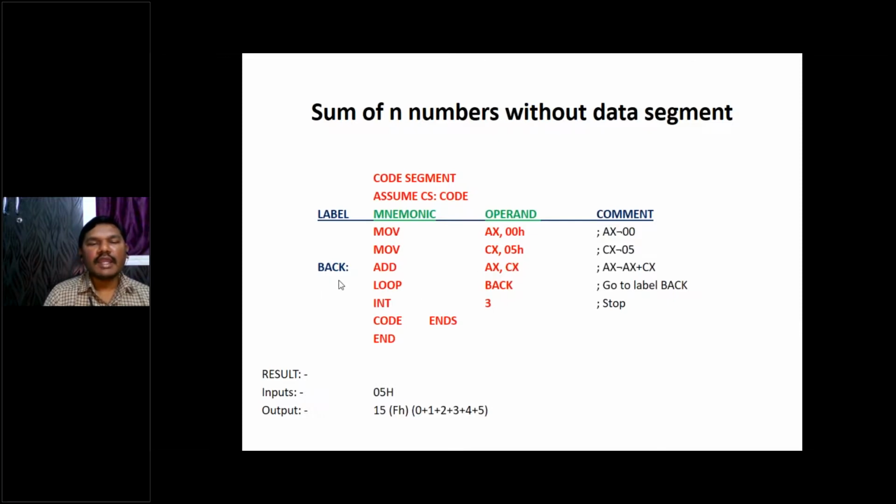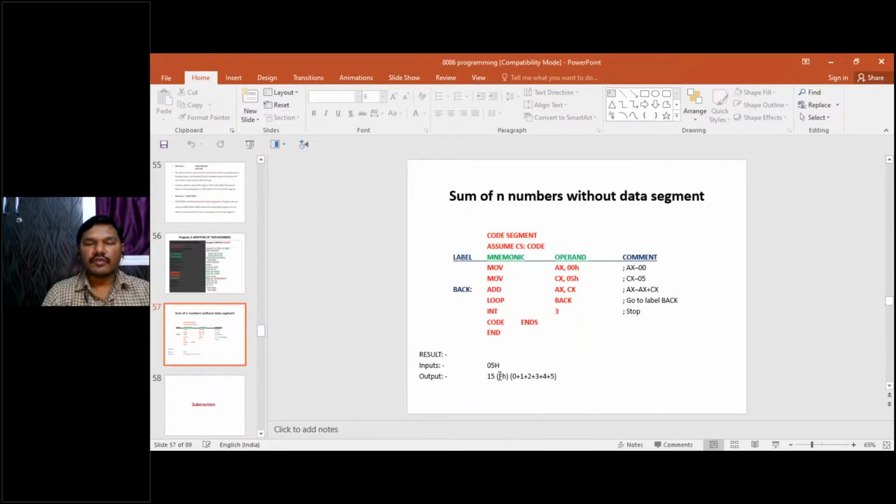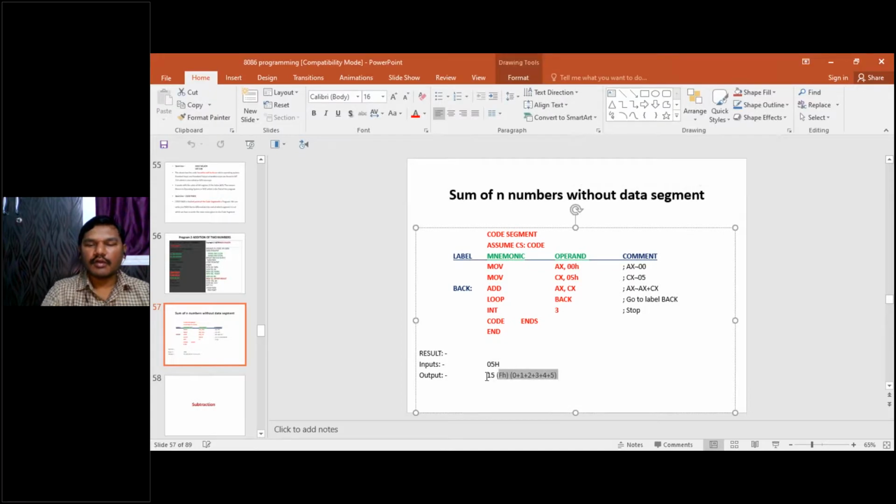Next, loop back. Again it goes back, and again it will be added with AX and CX. What is the result of this? This is wrong. It is like first it will take 0. It will be added with 5 and the result is 5. And 5 will be added with 4, because loop back means it will be reduced by one value: plus 3, plus 2, plus 1.